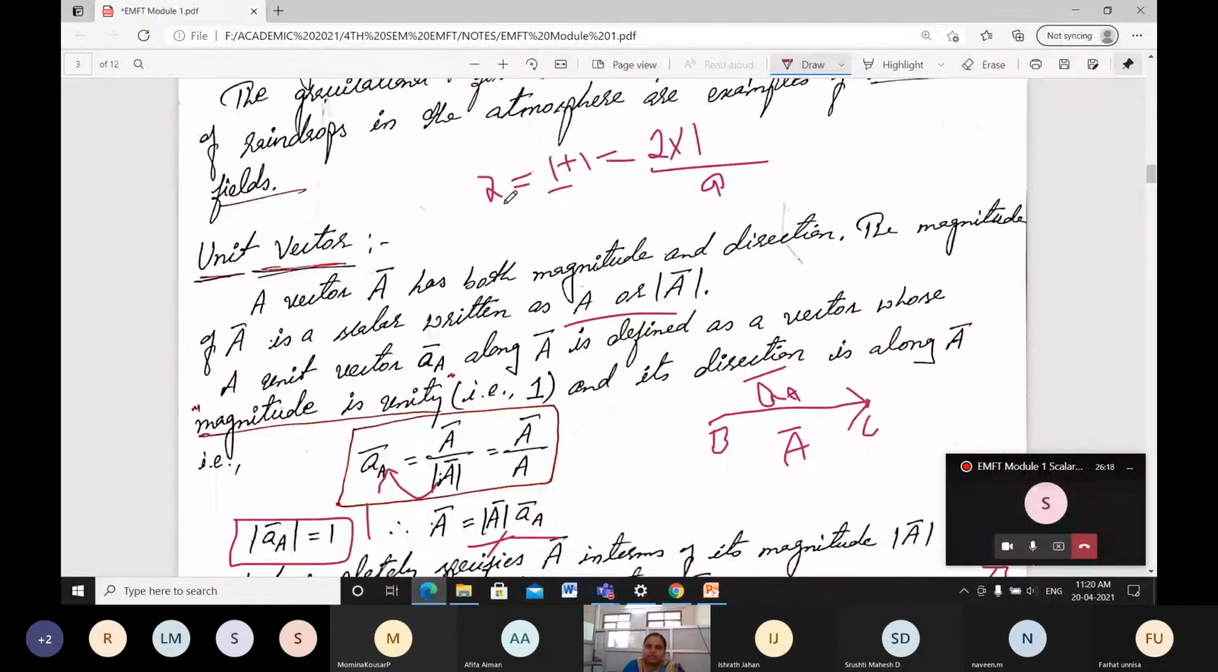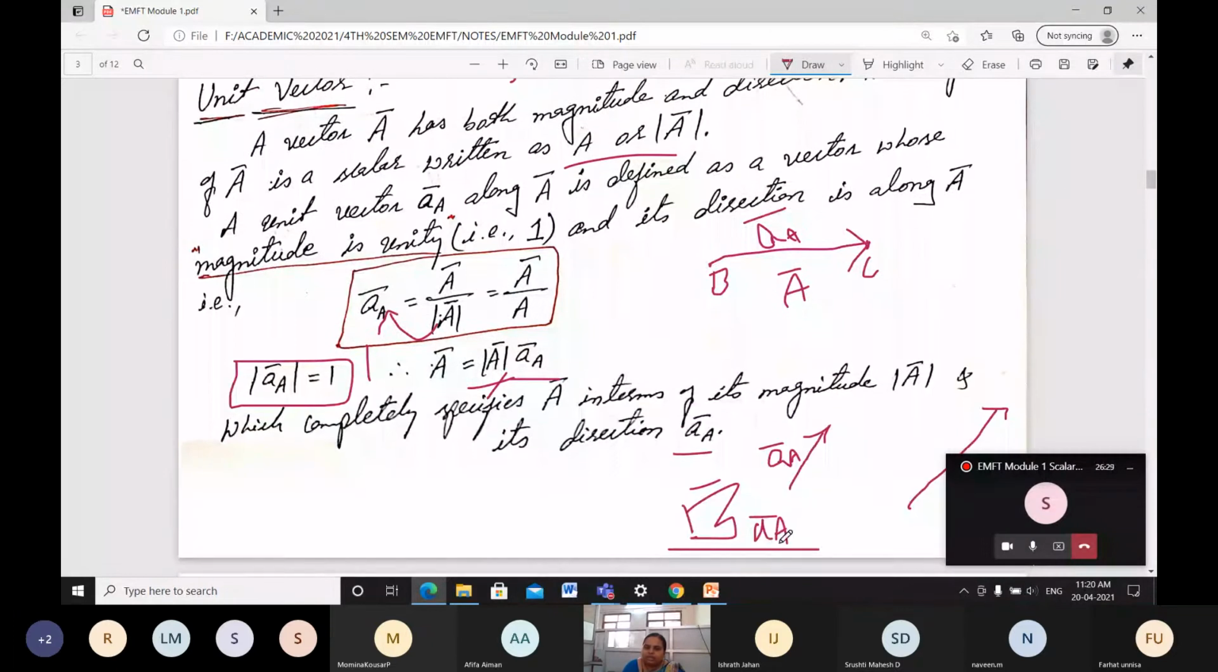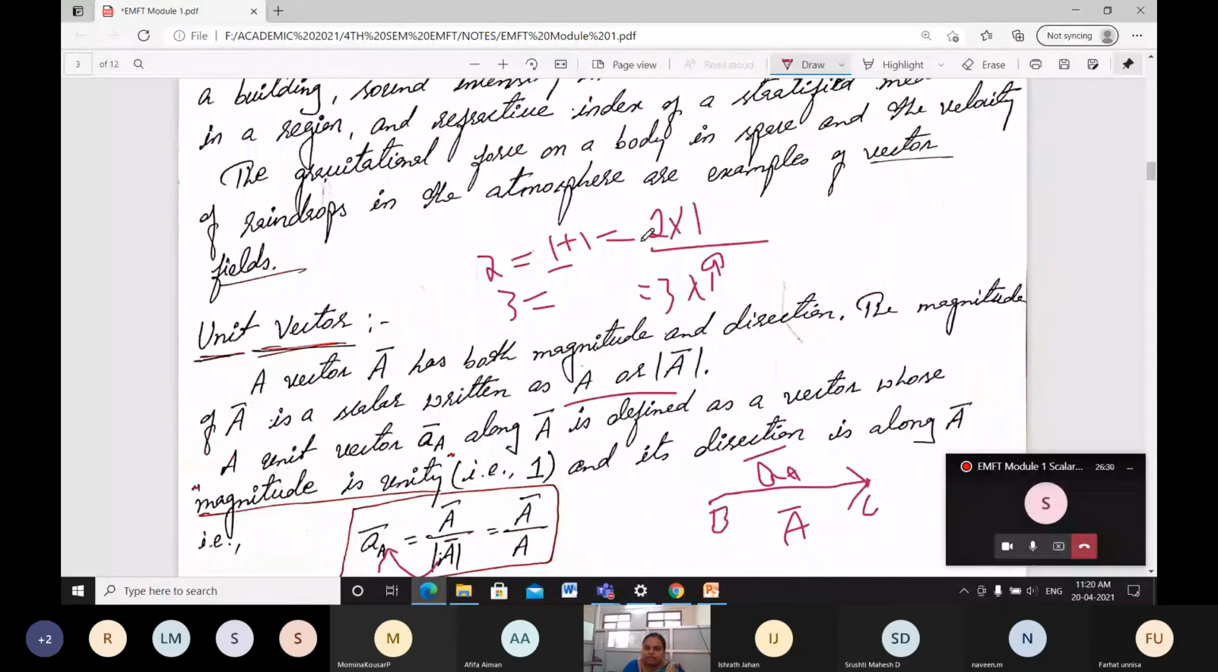Like this, if I write 3, how can I write it? 1 plus 1 plus 1, that is nothing but 3 into 1, right? Here, A is for this example. For B, I can represent it as B bar, like that.